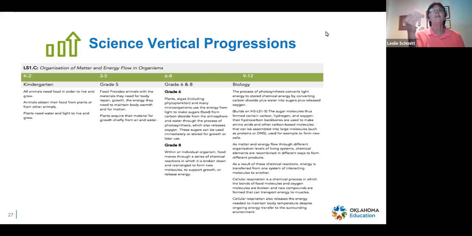In the 6th grade, they'll talk about the plants, algae, and then at 8th grade, break it down to individual organisms. So again, the progression that's leading into biology in the 9th through 12th grade, so that each of the levels is a building block for the next level.